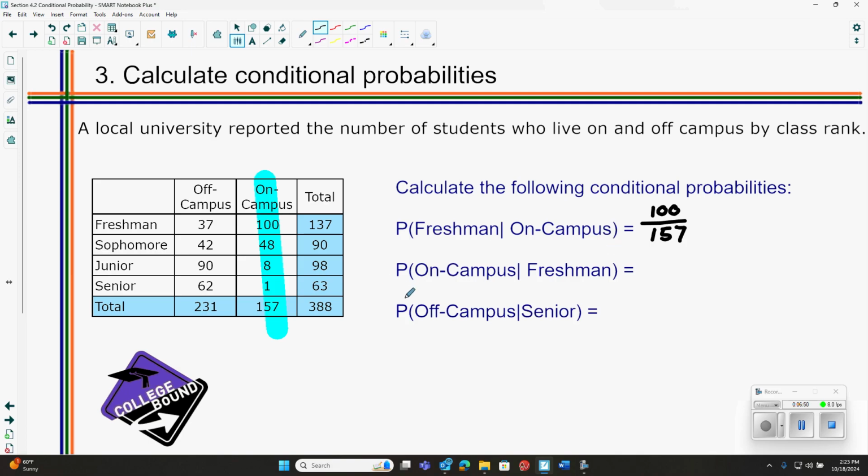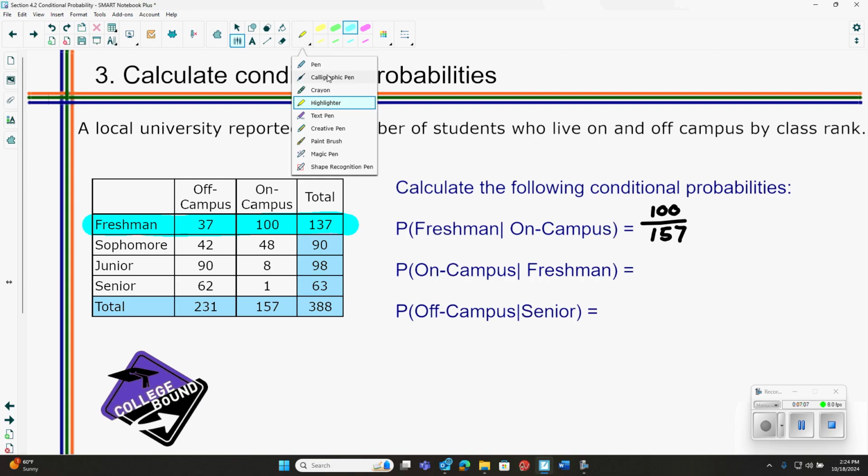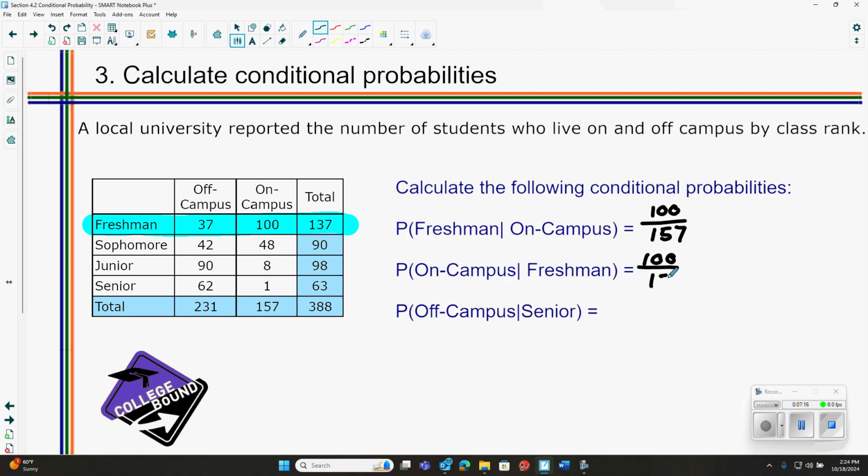How about the probability of being on campus given that you are a freshman? Now that changes. Let me get to my eraser and erase this column. Now the only column or row that I am concerned with is the freshman. It has to be given that a freshman has occurred. Given that you are a freshman, what's the probability that you live on campus? So you're not going to flip-flop these two. It's a totally different probability. Now instead, oh, it's 100 out of 137. So note the two totals are different.